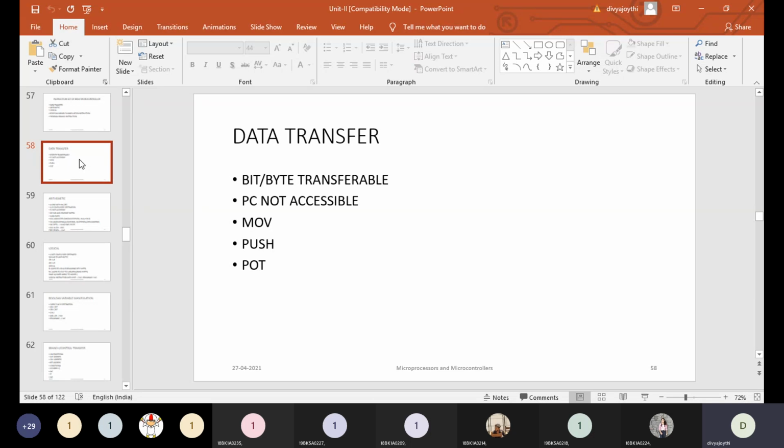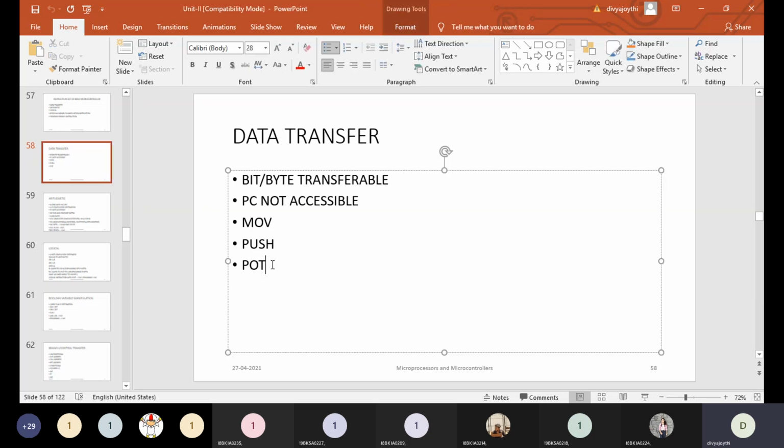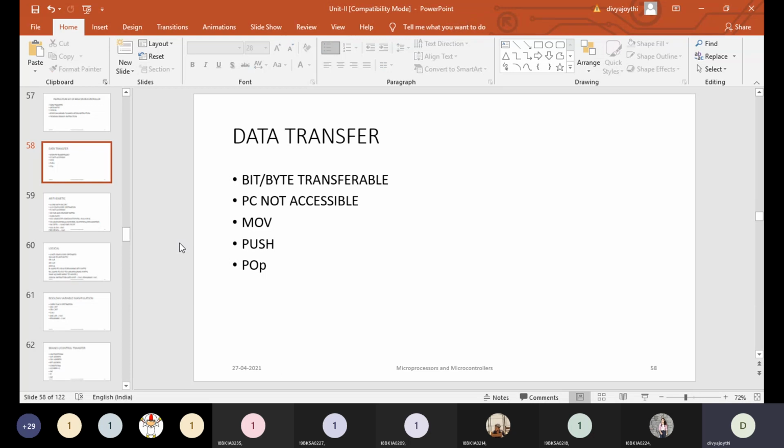And if you look into some examples we have already discussed in 8086, there will be many instructions which will transfer the data from source to the destination. Here I just have listed only three: push, move, and pop. Push and pop are related to the stack register, and move is for general applications. So this is about the data transfer instruction set of the 8051 microcontroller.